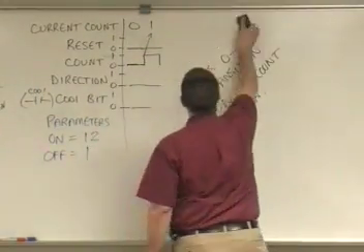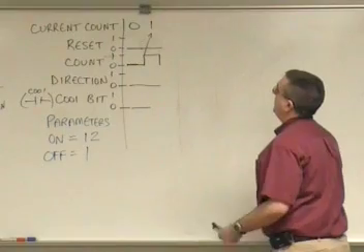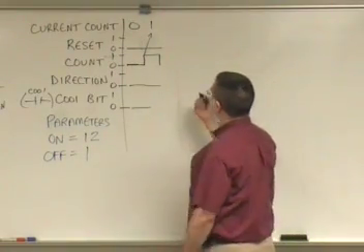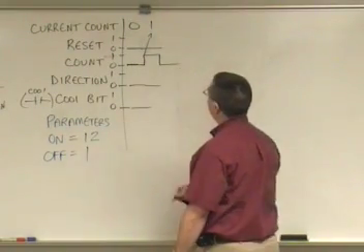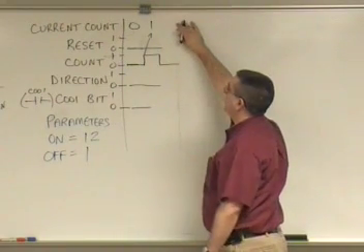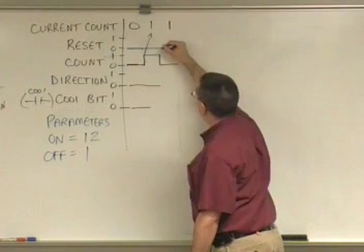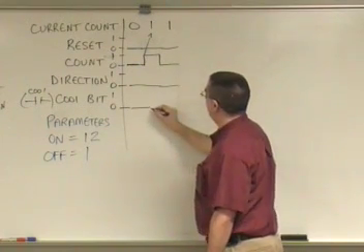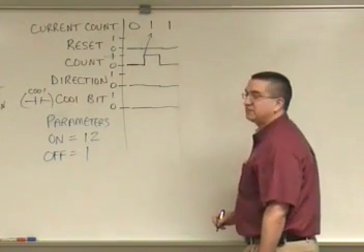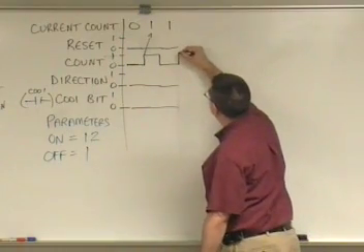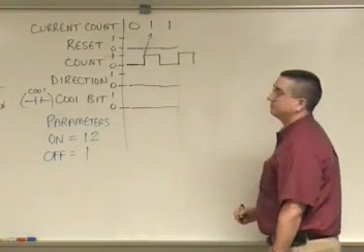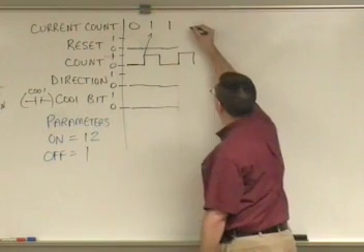All right, so let's keep moving on. Let's talk about what's going to happen next. The next thing that's going to happen is I'm going to go back low. What's my current count going to do? It's going to stay the same, right? And let's assume that everything else has stayed low. My C001 bit is still off. What if I pulsate this again? What's going to happen? It's going to go to 2.